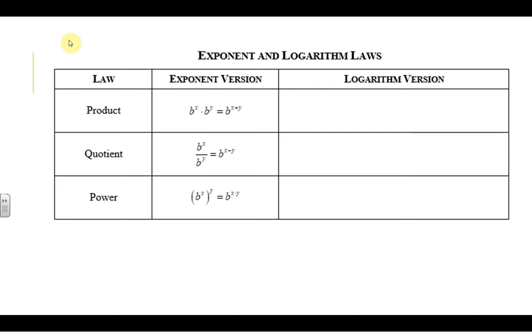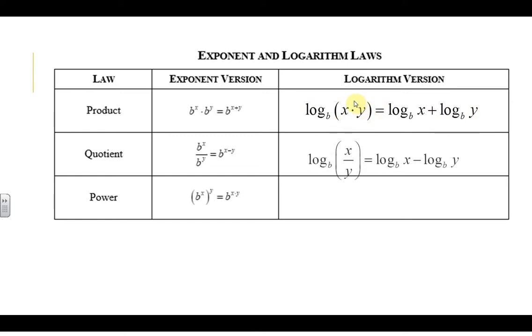When you have log properties, you can split those up if you're multiplying. Now it's log base b of x times y. You can break that into log base b of x plus log base b of y. Notice the base is staying the same. You're just breaking up what's inside the parentheses. And then quotient, if you're dividing, you subtract your exponents. So again, same thing.